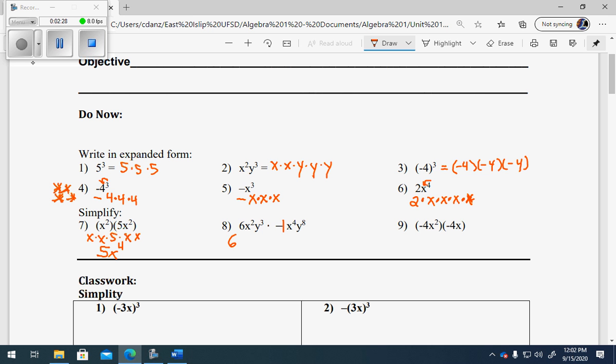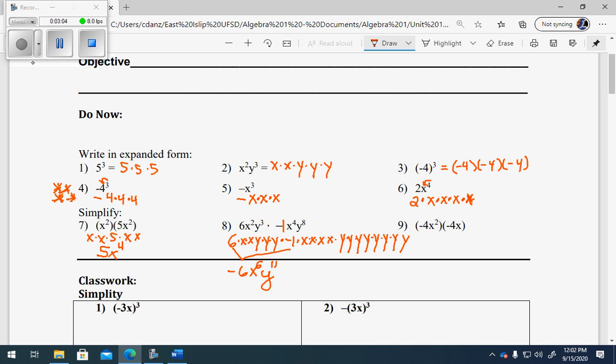So this is 6 times x times y times y times y times -1 times x times x times x times x times y times y times y times y times y times y times y times y. Shoo! I'm going to use a commutative property. 6 times -1 is -6. I'm going to take care of my bases that are x's. X is being used as a factor 6 times, and y is being used as a factor 11 times.